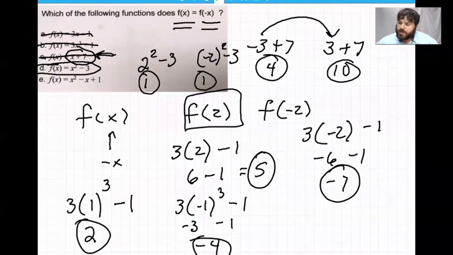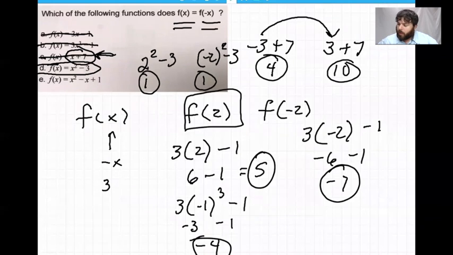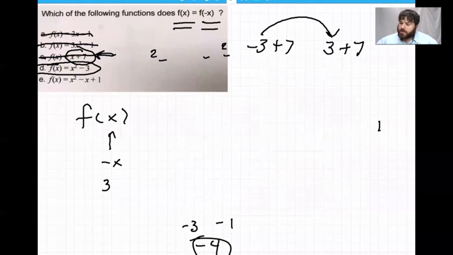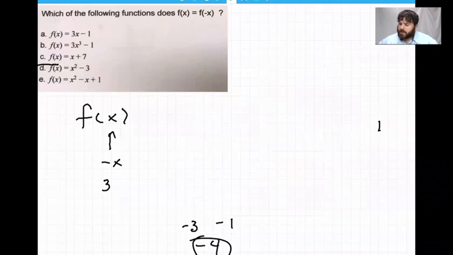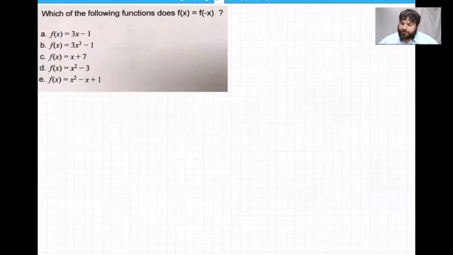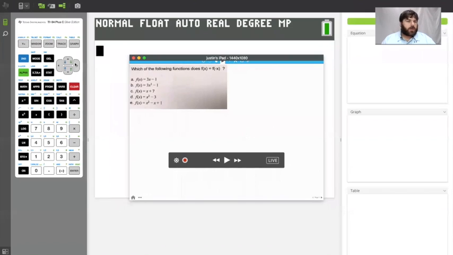Okay, so that problem took a little while. There are probably some shortcuts that we can take. So let's look at some shortcuts that we could have taken here. First of all, I could have done the same thing I did by plugging in numbers on my calculator.